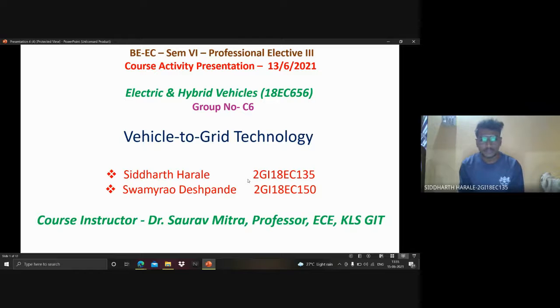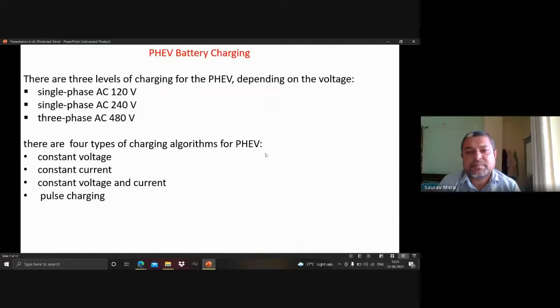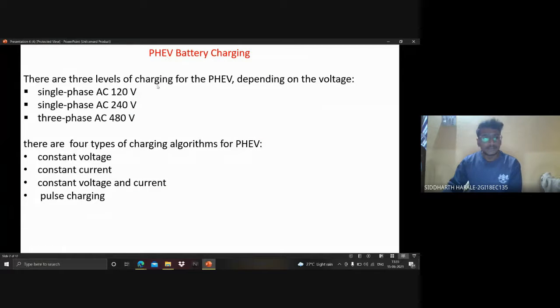Today we are here to present the vehicle to grid technology concept. PHEV battery charging. There are three levels of charging for the PHEV depending on the voltages. First one is single phase AC 120 volt, the second one is single phase AC 240 volt, and the third one is three phase AC 480 volt. There are four types of charging algorithm for PHEV: constant voltage, constant current, constant voltage and current, and pulse charging.